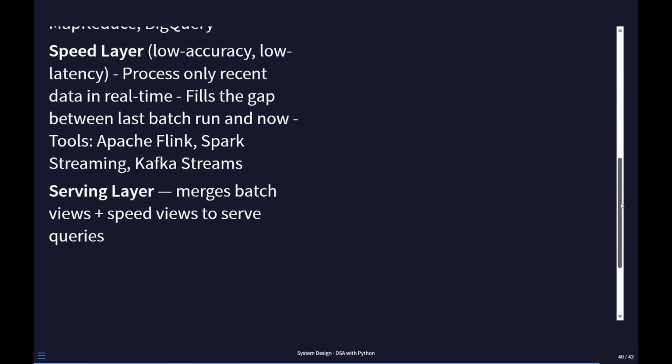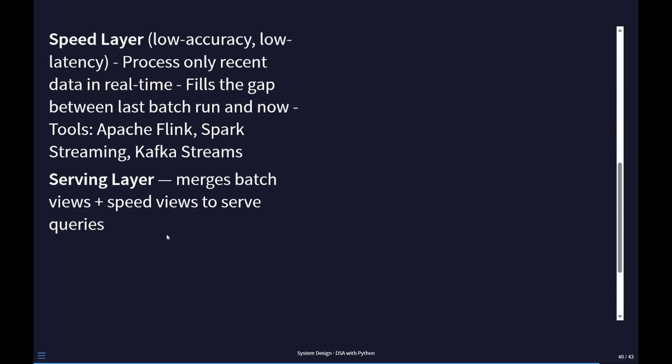The speed layer processes only data from the last few minutes or hours in real time. It is fast but may be slightly inaccurate because of the complexities of real-time processing. Flink and Kafka Streams live here. It fills the freshness gap left by the batch layer.